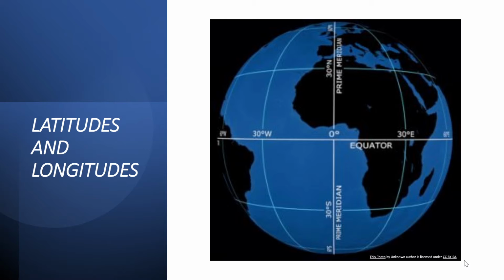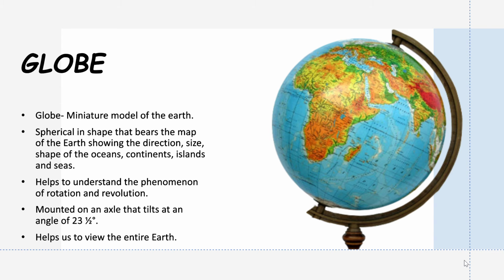Today I am going to discuss with you about latitudes and longitudes. So let us begin with latitudes. Now this is a globe. What is a globe? A globe is a miniature model of the earth.